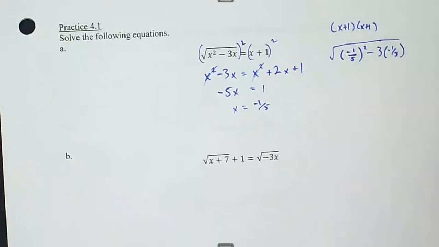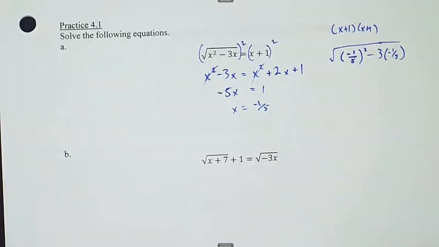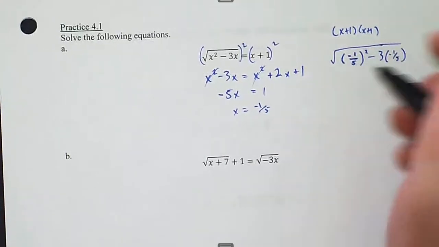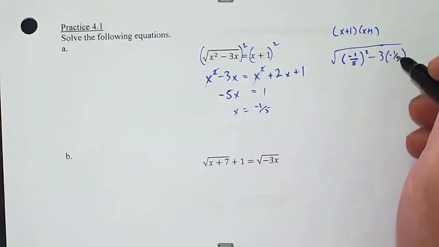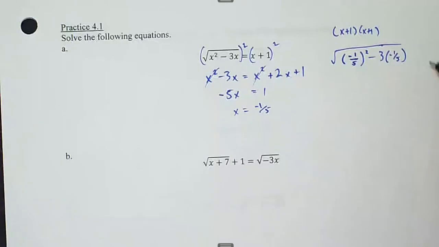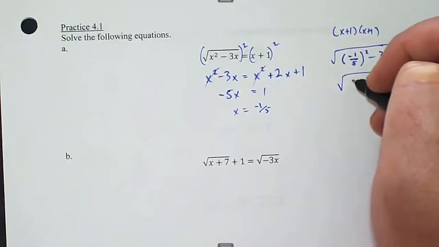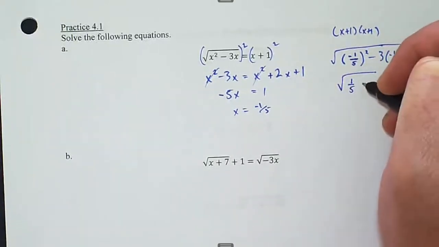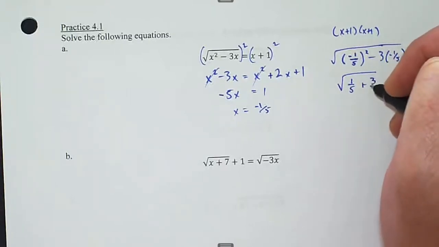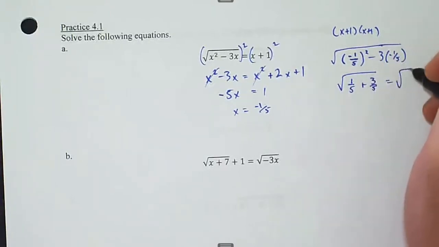it might be a little bit challenging here. Let's see what happens. Negative 1/5 squared becomes a positive 1/5, and then this negative 3 times the negative 1/5 becomes a positive 3/5. So this is the square root of 1/5 plus 3/5, which is the square root of 4/5, which is 2 divided by the square root of 5.